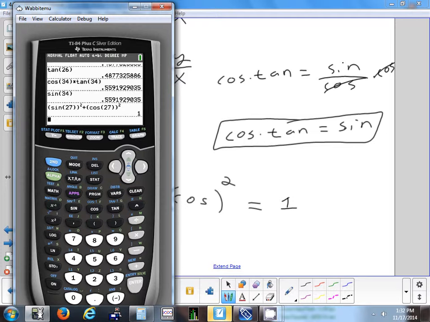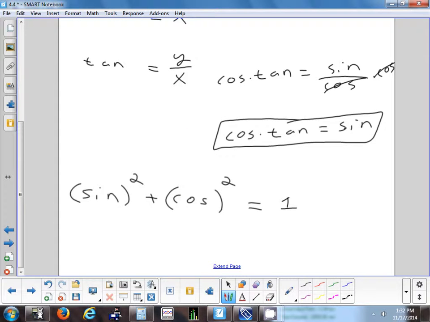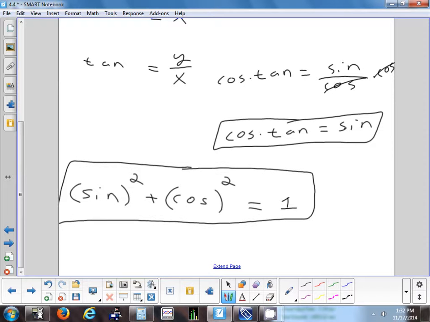Let's try a different angle, see if we still get 1. I'll pick something simple. Let's do 88. So let's do the sine of 88 squared plus the cosine of 88 squared. Still get 1. Right? And that's another trig identity. We're going to go through these a little bit more organized when I explain them, but I'm just trying to show you kind of the basics of what we're going to do. So if you take the sine of any angle and square it, the cosine of any angle and square it, you always get 1.